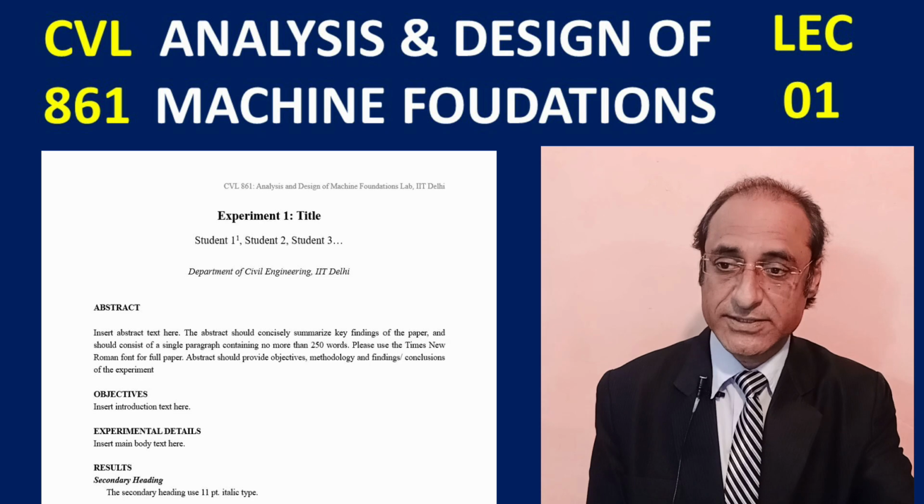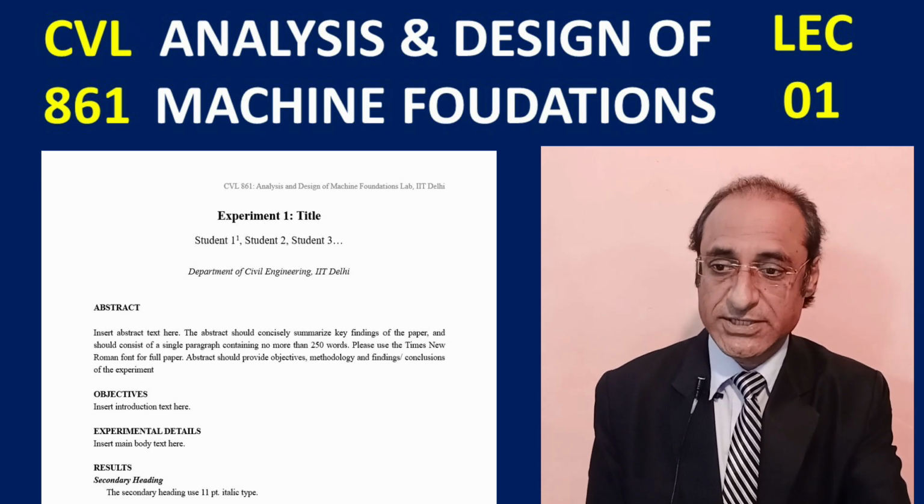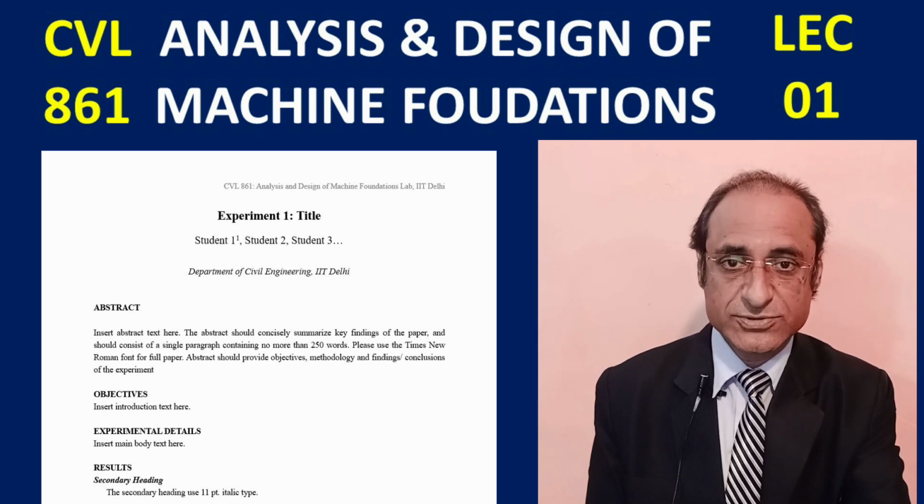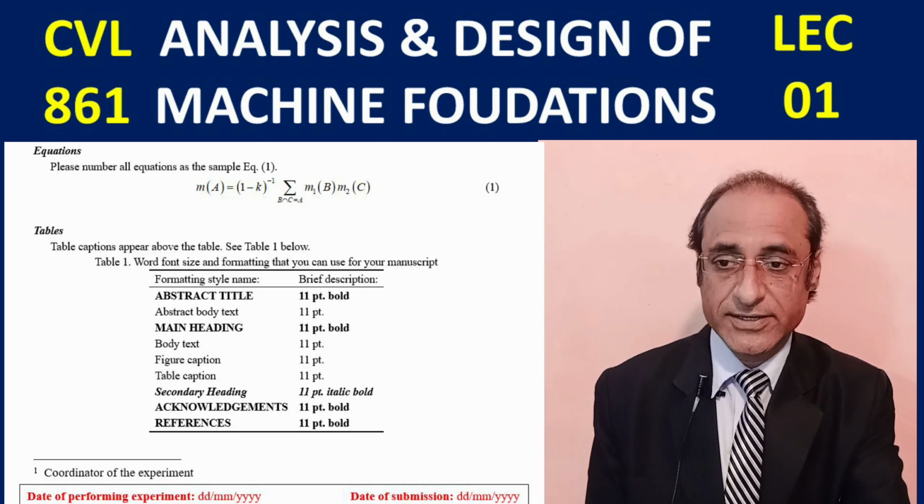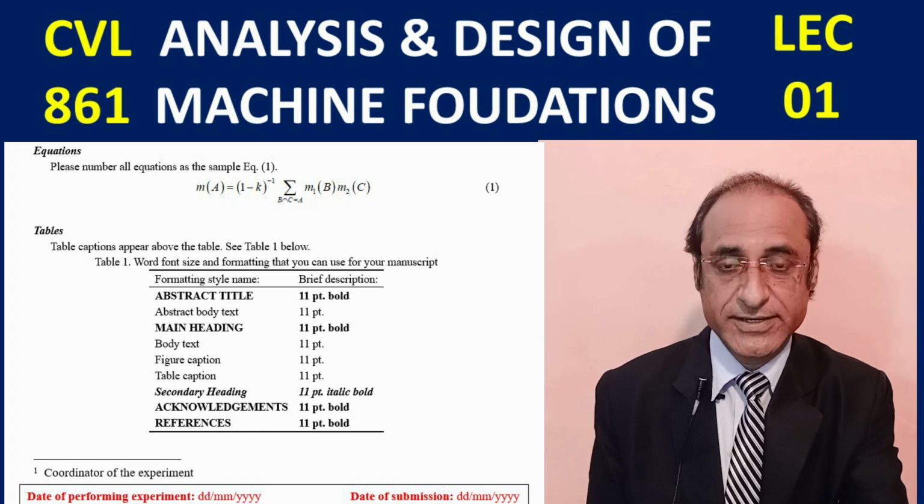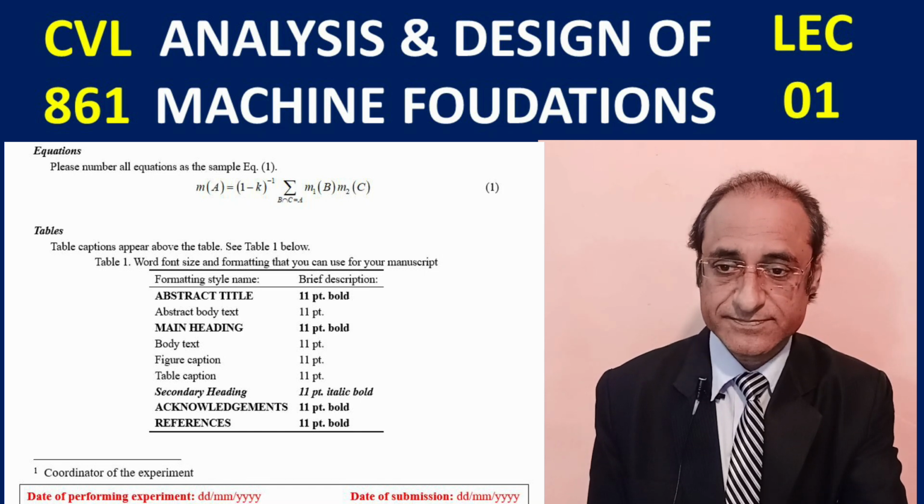Then we have to write the detailed objectives, then experimental details. In case of measurements, you have to produce the measurements in a tabular form, and at the bottom of the page you should write the date of performing the experiment and the date of submission, and also as a footnote you should clearly indicate who is the coordinator in case multiple students are involved in performing the experiment.